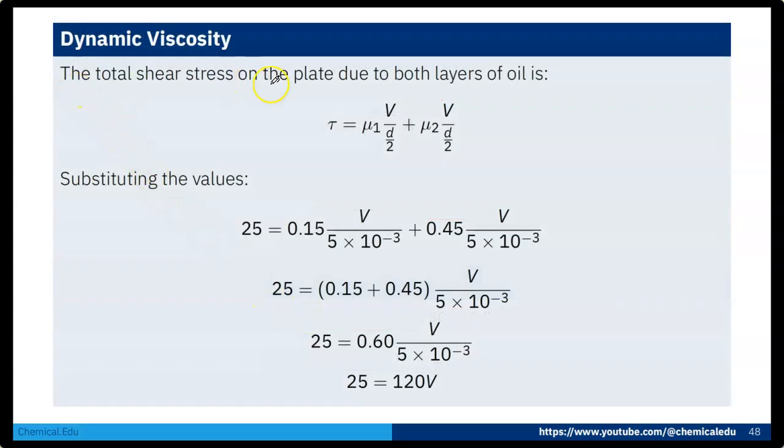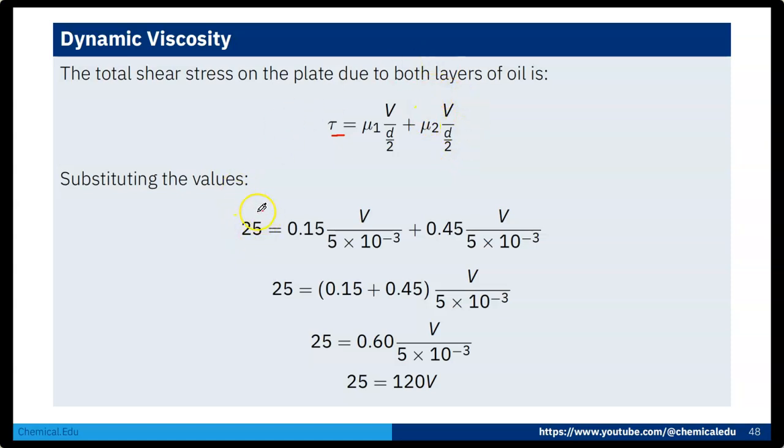Now the total shear stress on the plate due to both layers of the oil, so that will be tau is equal to mu1 v by d by 2, because the plate is moving with the same velocity. So that is the shear stress on one side plus the shear stress on the other side. So tau is equal to mu1 v by d by 2 plus mu2 v by d by 2. Now we have to calculate v.